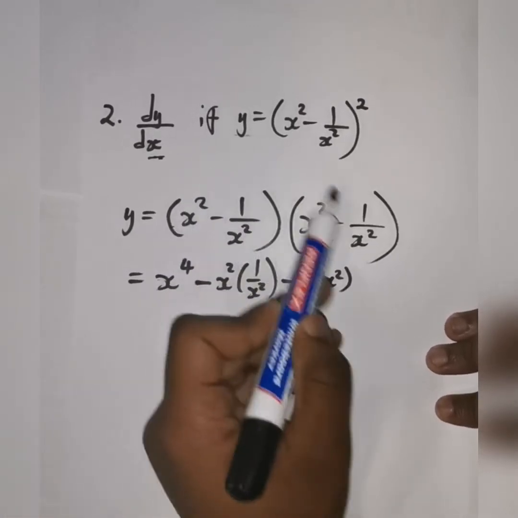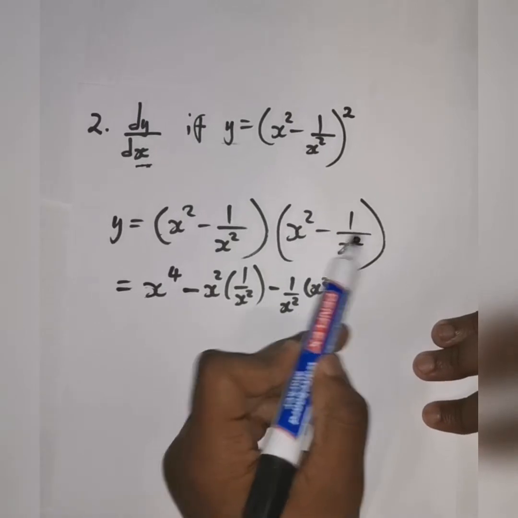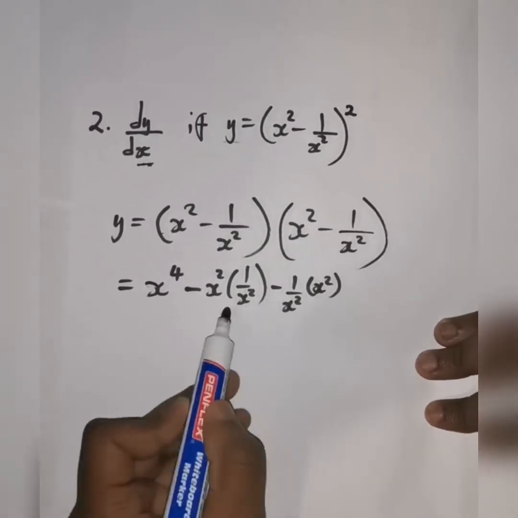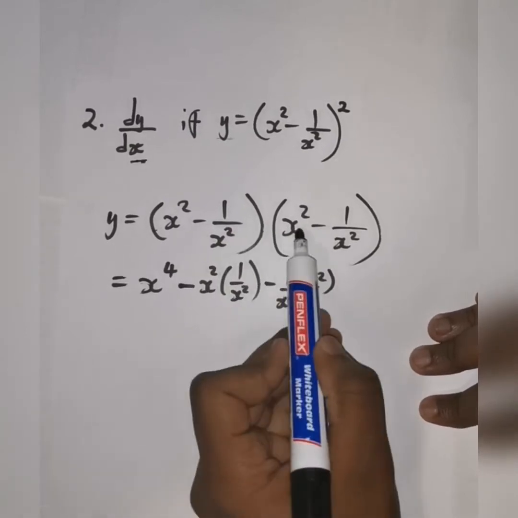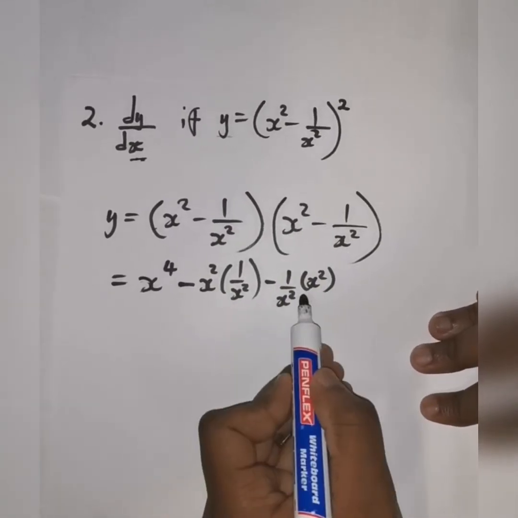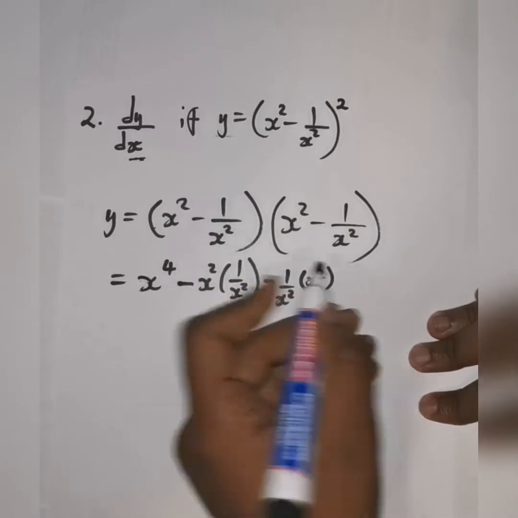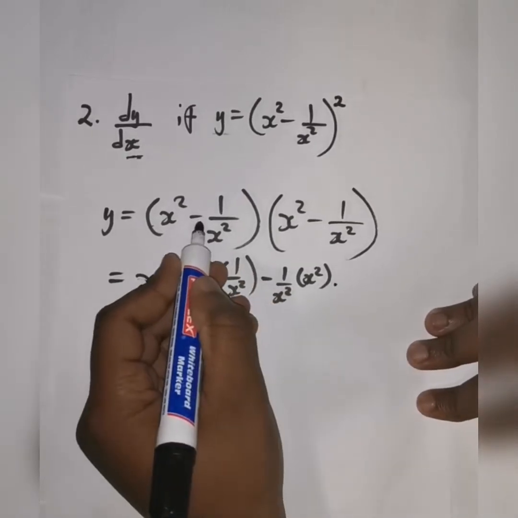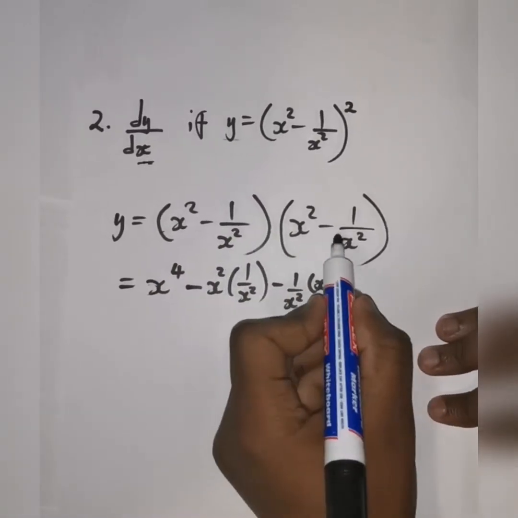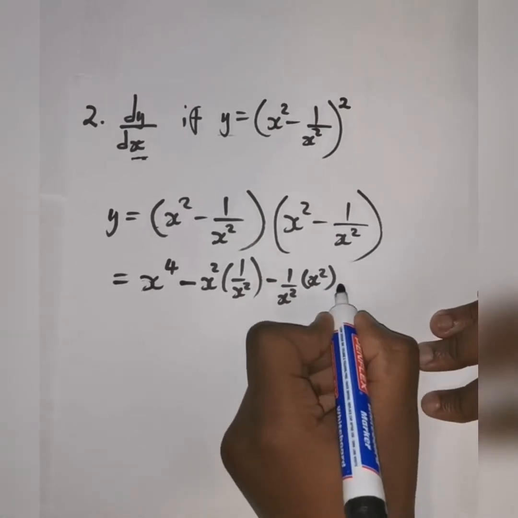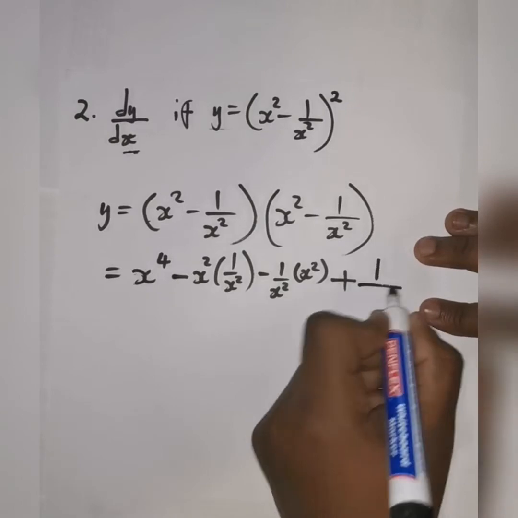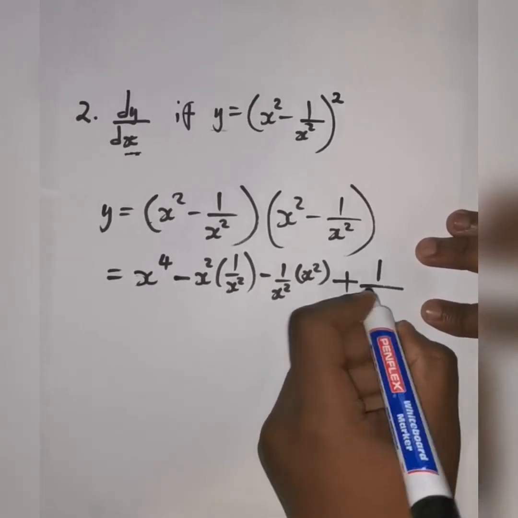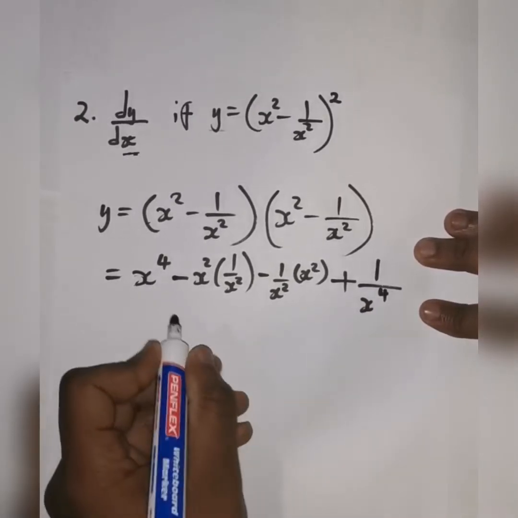x squared multiplied by minus 1 over x squared. This is what I wrote, right? And then minus 1 over x squared multiplied by x squared. So this is what I wrote. And then minus 1 over x squared multiplied by minus 1 over x squared. This is going to give us a positive, right? And then 1 over x to the power of 4, right?